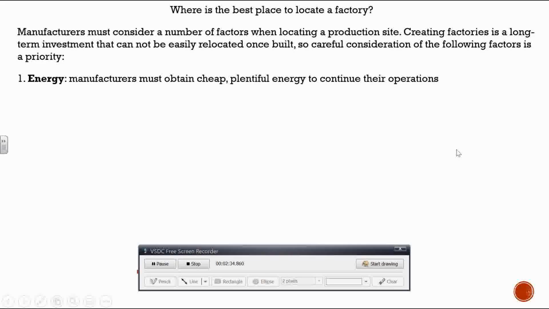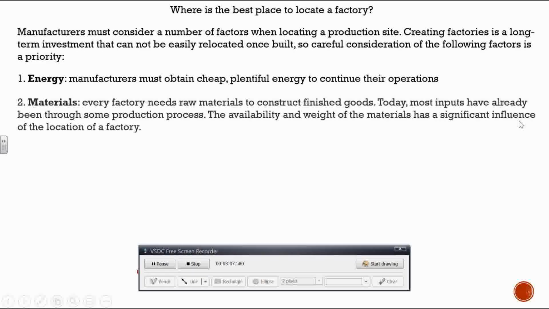Energy. So manufacturers must obtain cheap, plentiful energy to continue their operations. All factories need to be powered from something. And you can imagine that most factories use an incredible amount of electricity. And that's going to be one of the major costs that manufacturers have to undertake. So they want to have access to plentiful, cheap electricity, whatever the source of that may be.